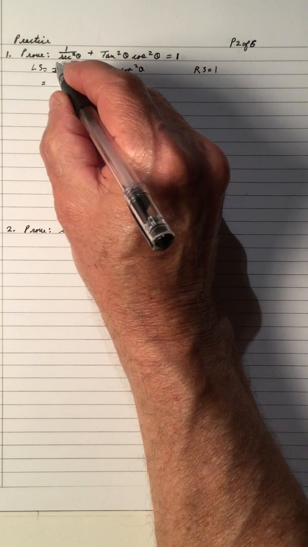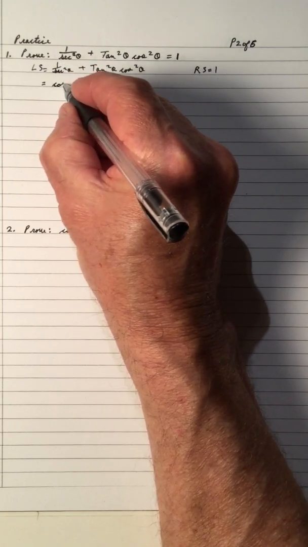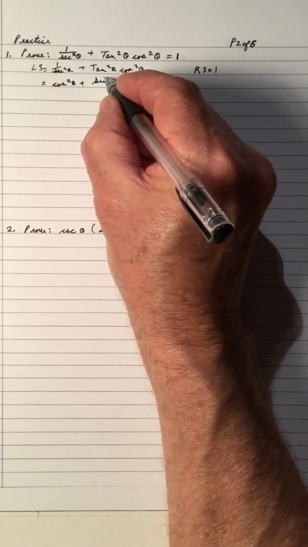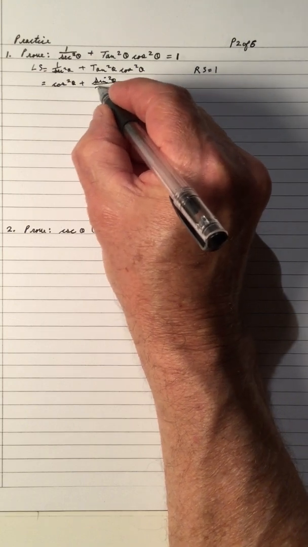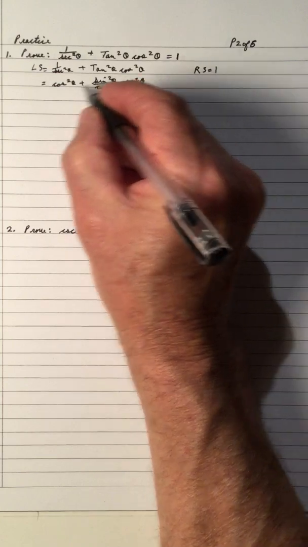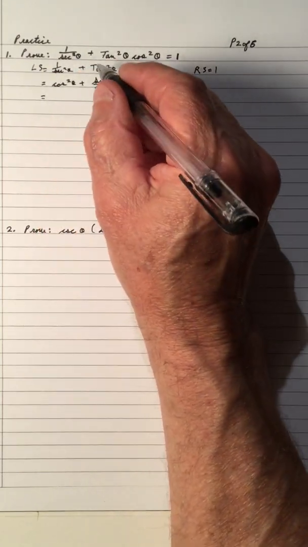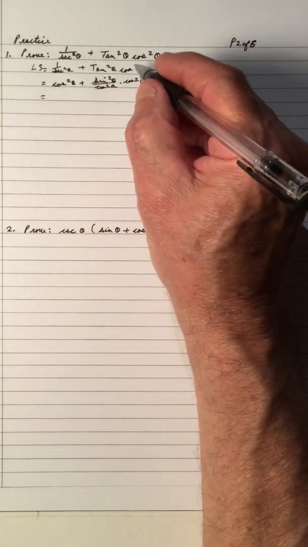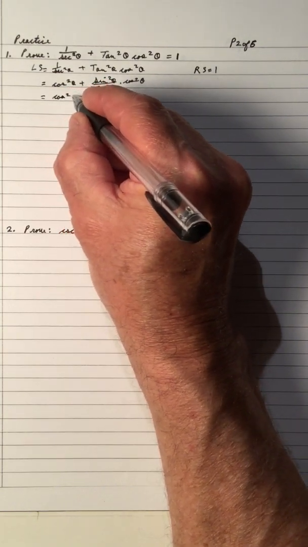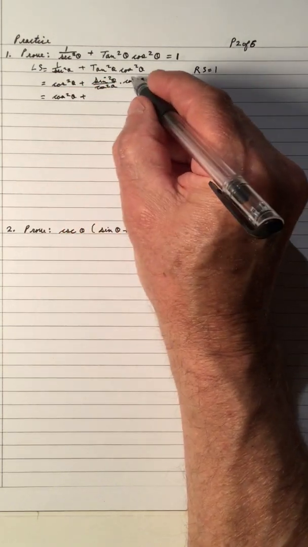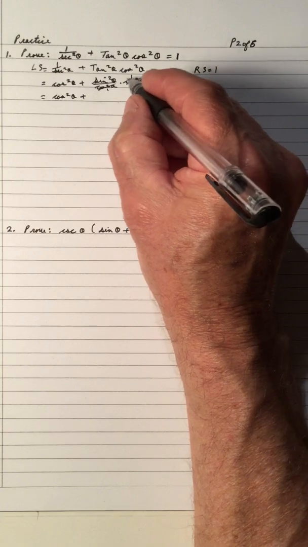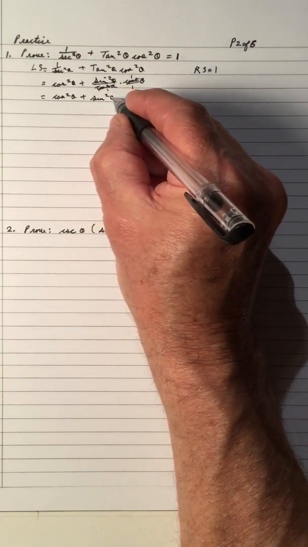1 over secant squared, and secant is the reciprocal of cos, so 1 over secant squared is cos squared. Tan squared is sine squared over cos squared, times cos squared. So what I did, I changed secant and tan to sines and cosines. Now I'll do PEMDAS. I have to multiply before I add. So I'll leave cos squared theta there. And when you're multiplying fractions, you cancel from bottom to top, numerator to denominator. So that gives you sine squared.